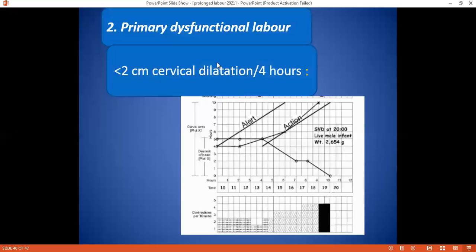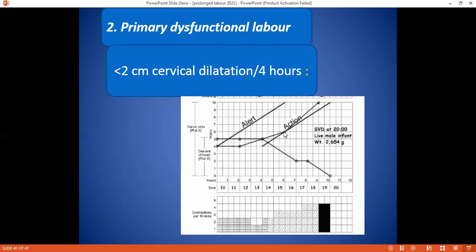Primary dysfunctional labor. Primary means the problem since the start of labor, when there is less than 2 cm cervical dilatation in 4 hours. This case was admitted at 10 a.m. The cervix was 4 cm dilated, the head 5/5 palpable. After 2 hours, the cervix remained 4 cm, head 5/5 palpable. Another 2 hours, the cervix became 5 cm dilated. So here, in 4 hours, 1 cm, this is considered abnormal progress, okay? So this is a primary dysfunctional labor.